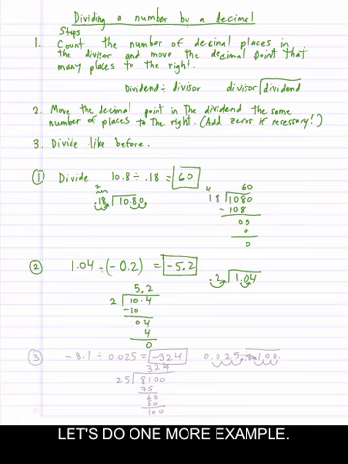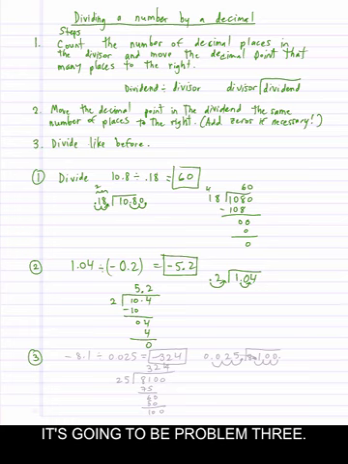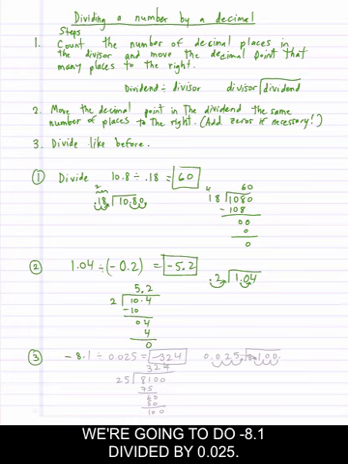Alright, let's do one more example. It's going to be problem 3. We're going to do negative 8.1 divided by 0.025.